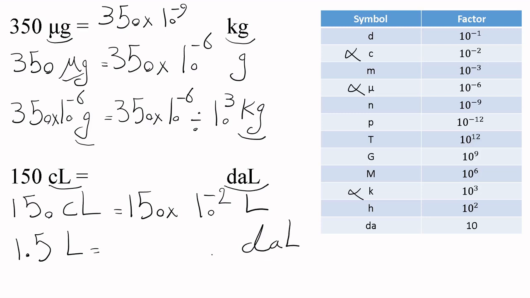And now I want to convert it to decaliter. What should I do? I have base unit, second type of question. Base unit, and I want to convert it to prefix unit. So I must divide 1.5 by 10. It's going to be 0.15. And this is the final answer.